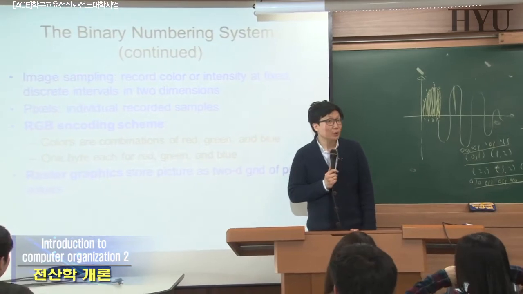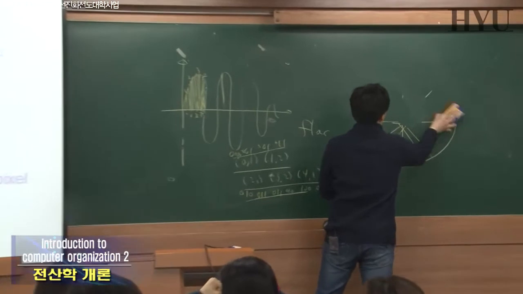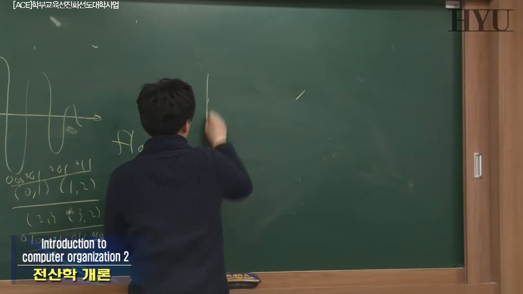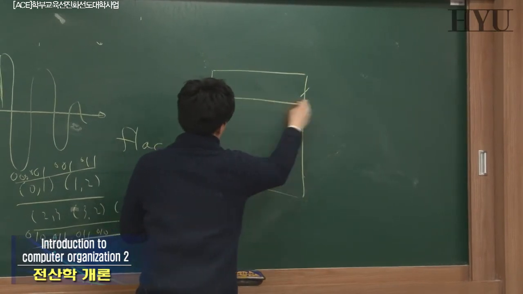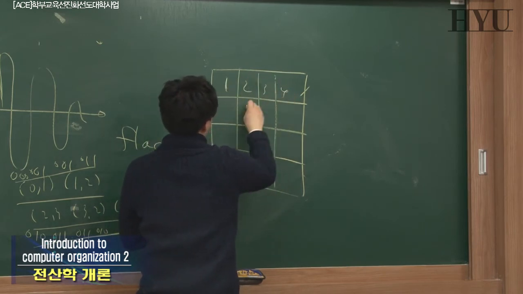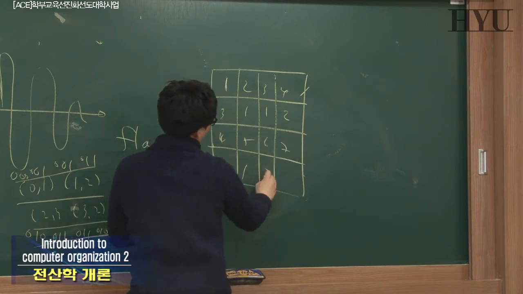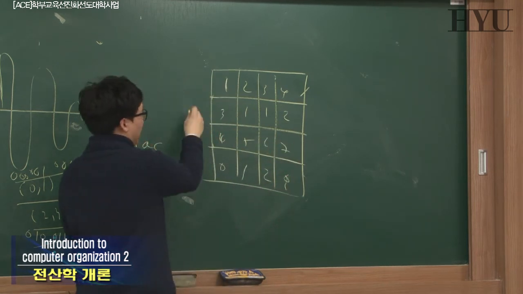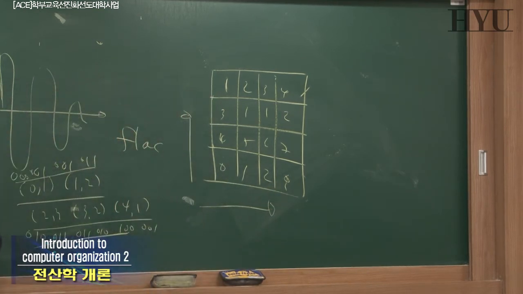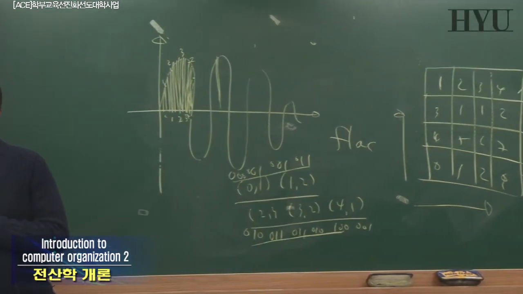So image is 2D, two-dimensional sampling. So two-dimensional sampling means one, two, three, four, one. I just write any number. Image. Two dimension. This is what you're seeing. Imagine that each number has its own color. Each number has its own color.